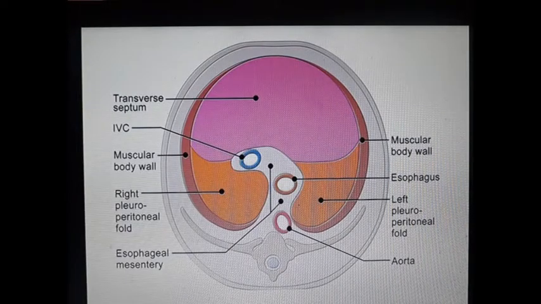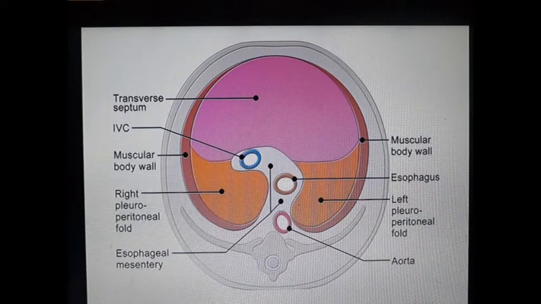Embryologically, the diaphragm develops from four sources. One is the septum transversum. The septum transversum develops in the cervical region within the head fold of the embryo, and later in development it shifts caudally from the cervical to the thoracic region, till the level of T12. That is the reason the diaphragm is supplied by the phrenic nerve, having the root value C3, C4, C5, which are the cervical segments.